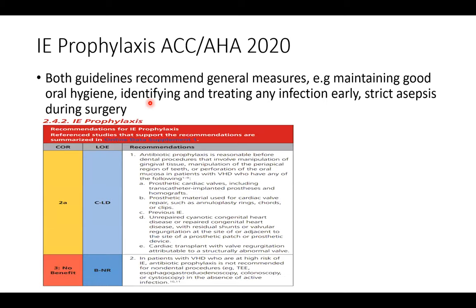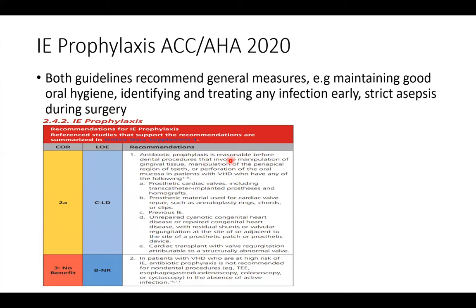So IE prophylaxis. Both ESC and AHA recommend general measures like maintaining good oral hygiene. If these patients have an infection, they should be treated early. If they should go for any surgery, we should observe strict asepsis. But none has a class one recommendation for infective endocarditis prophylaxis. In fact, I just took this out. We already had IE some time back, so I don't need to go through this, but the best is a class 2A recommendation. This is the ACC/AHA.